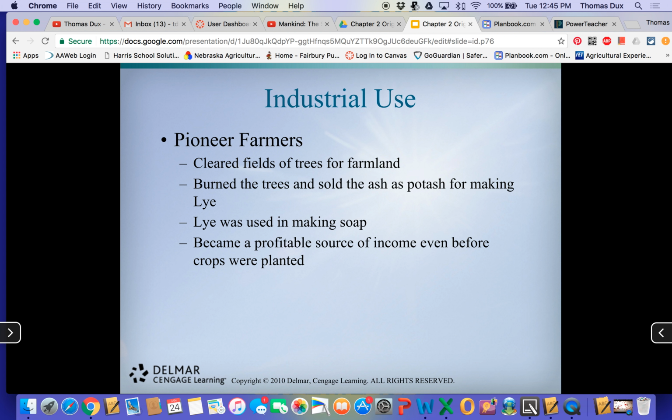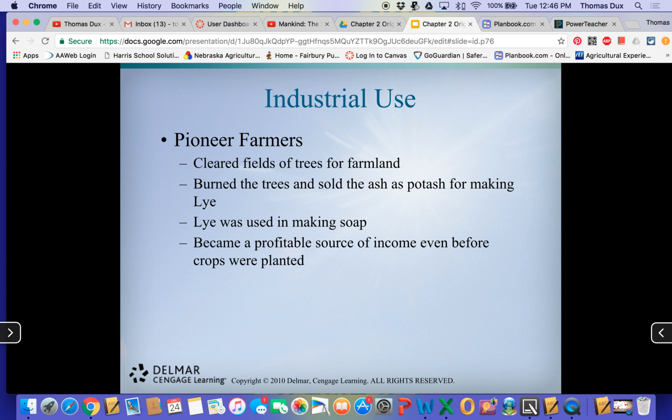Now, some other uses then for some of these crops. Okay, we also talked about industrial uses. So, pioneer farmers cleared the fields of trees for farmland. That was another question. They burned the trees and sold that ash for potash for making different lyes, but also they cleared fields, and then also it was a good fertilizer as well.